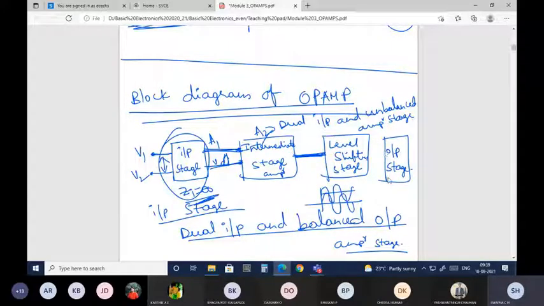Then comes the output stage. The output stage will help in the amplification and provide very high gain. Here I'll get output V0. Along with providing the high gain, this output stage will also control the output impedance. The output resistance will be decreased by this output stage.